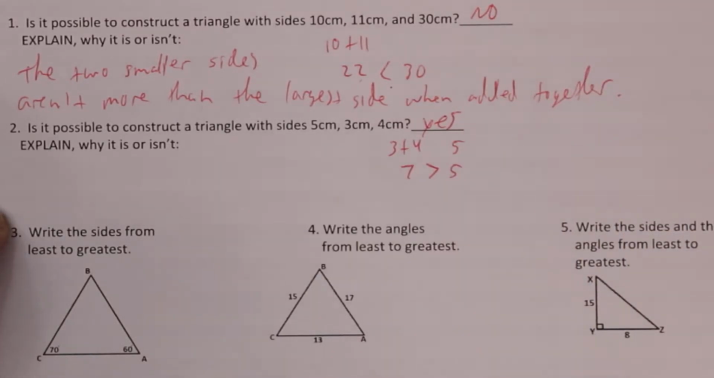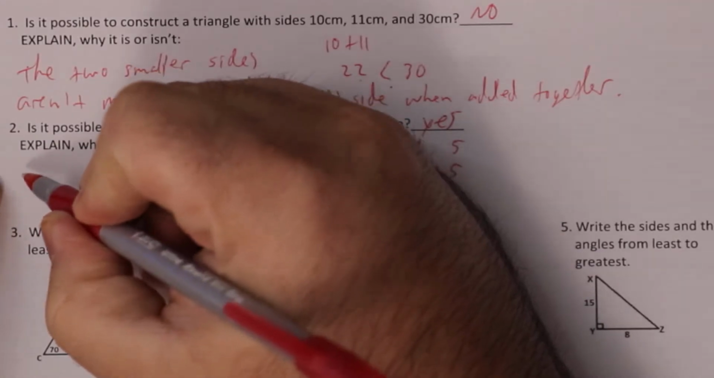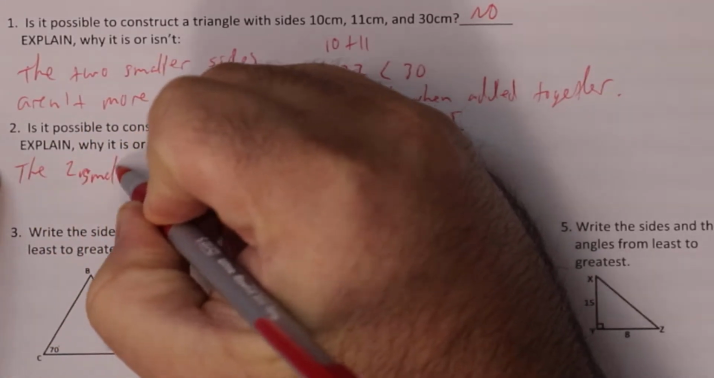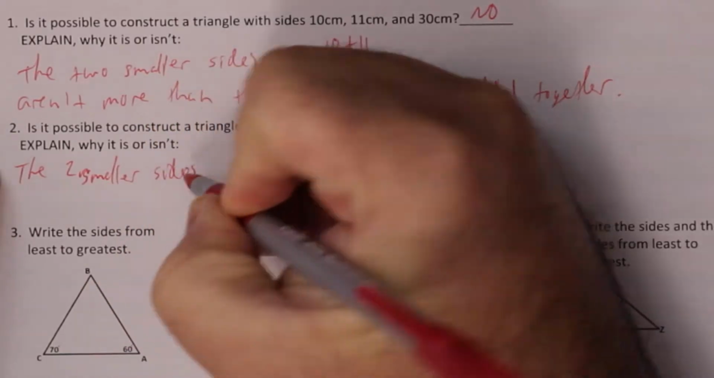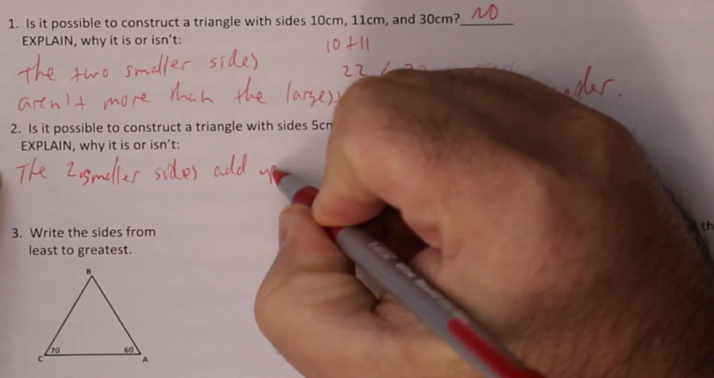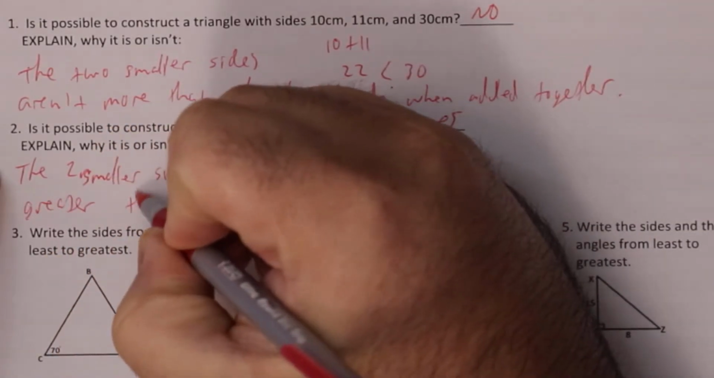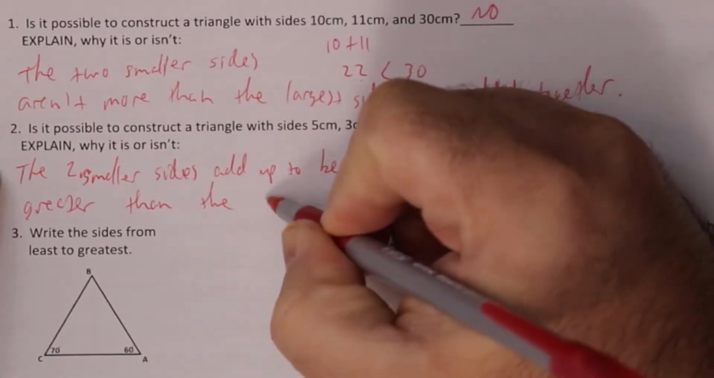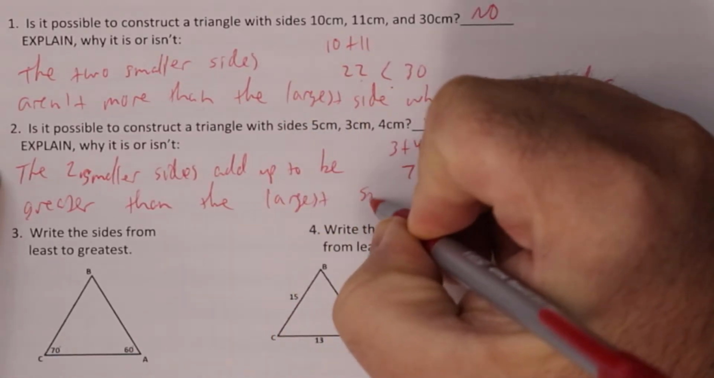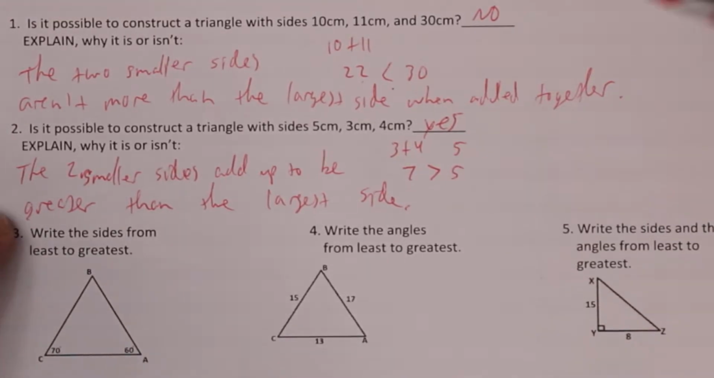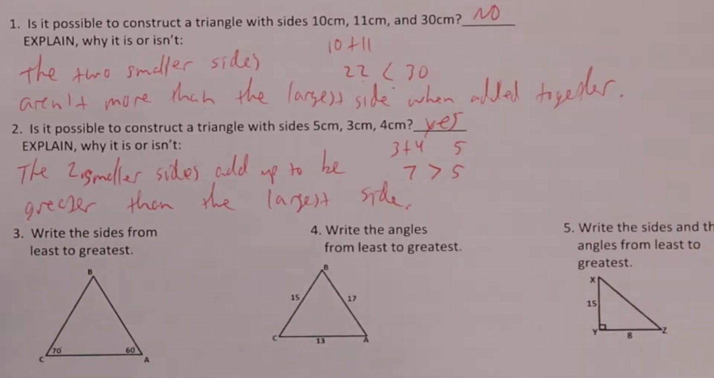And explaining why. The two smaller sides add up to be greater than the largest side. You don't have to give the same exact explanation that I gave, but something along those lines, where you added the two small ones and made sure that they were greater than the largest side all by itself.